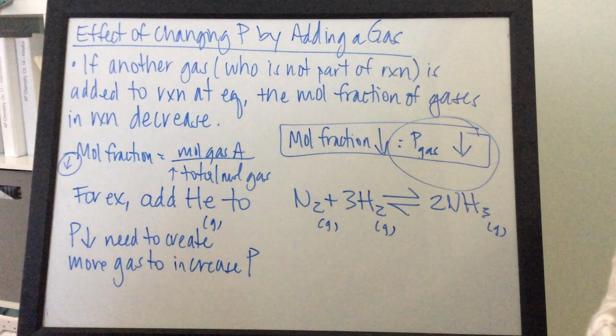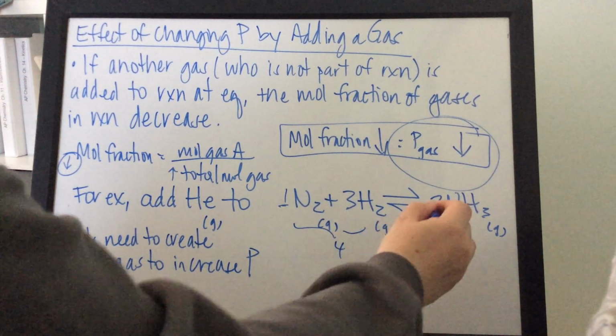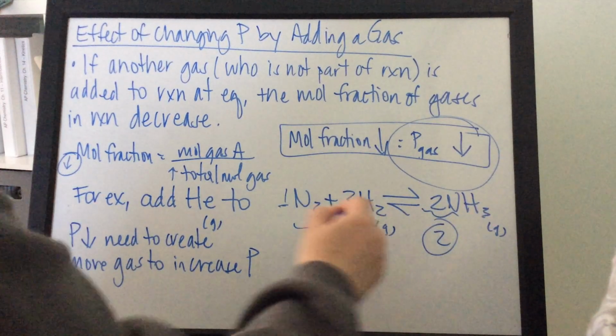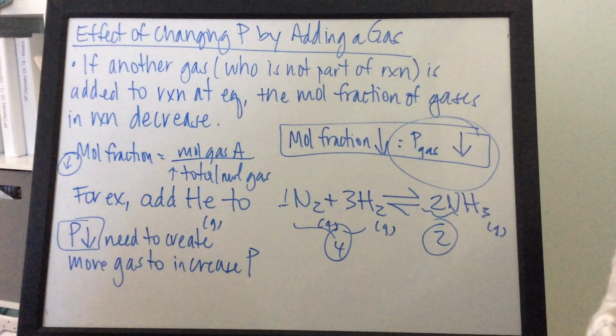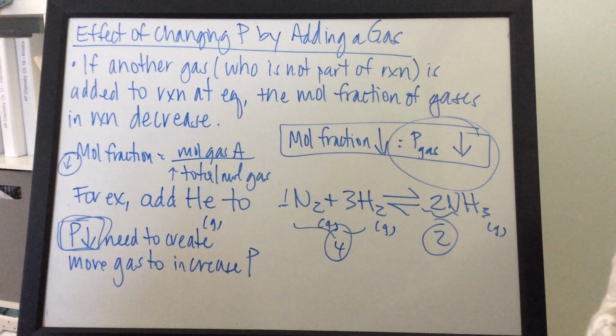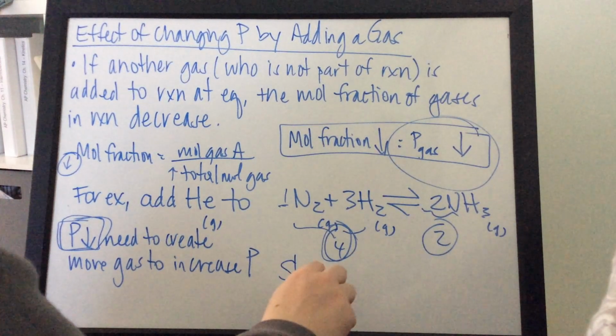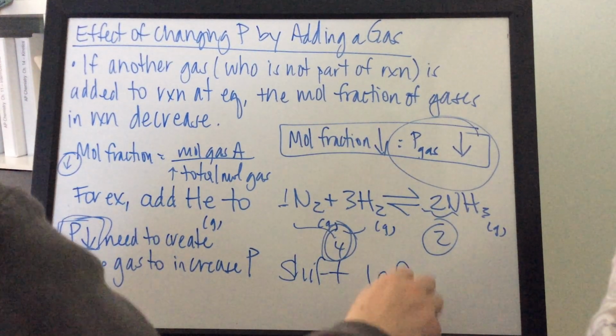So this goes back to that same idea of, would I shift to the side with 4 moles or would I shift to the side with 2 moles, because now my pressure is too low, right? So remember, counteracting, pressure is too low, I need to increase my total pressure. So I'm going to shift to the side with 4 moles. So I'm going to shift to the left this time.